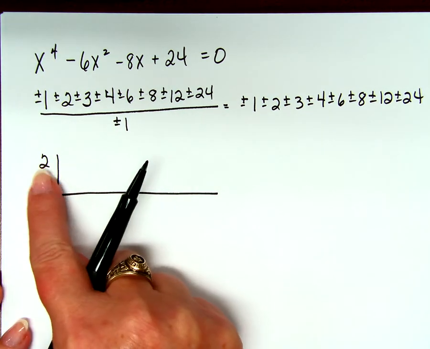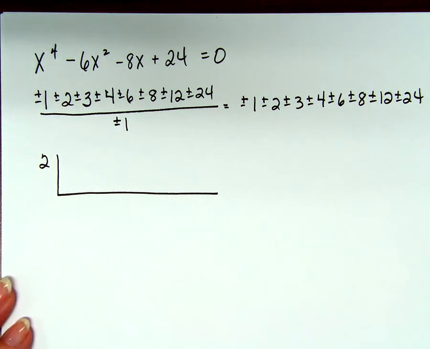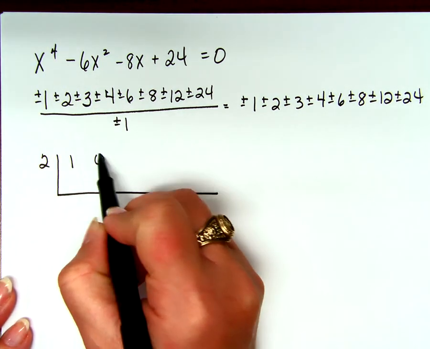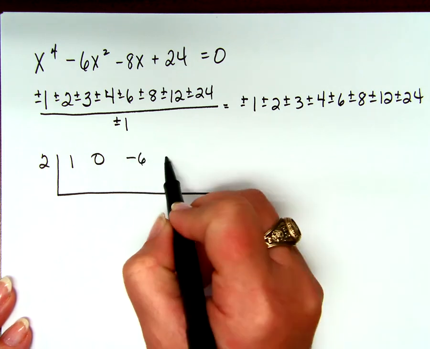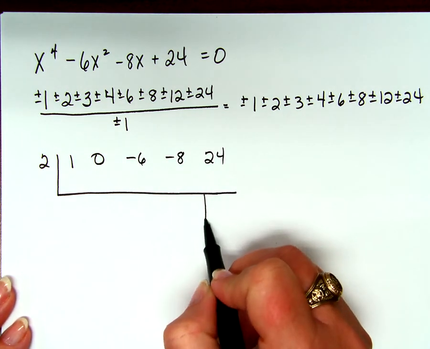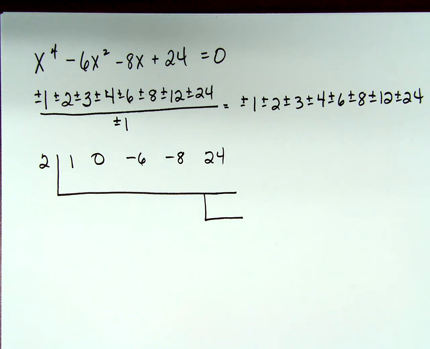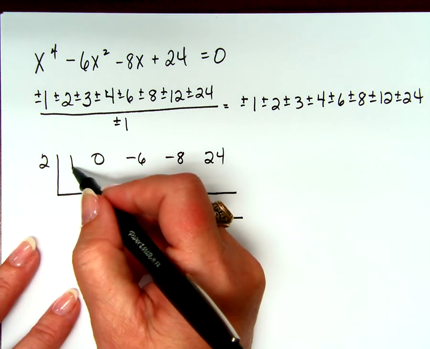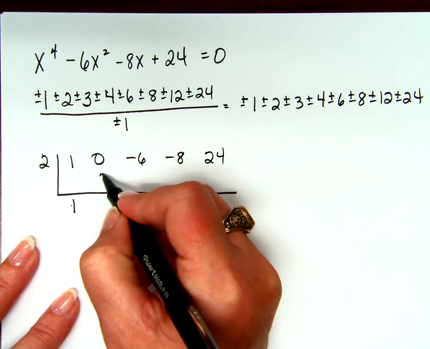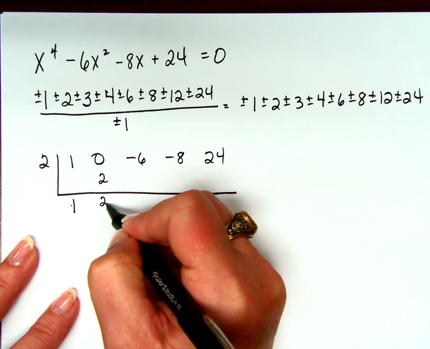I've got to find the others, so I need to do some synthetic division with this, right? So I've got 1, 0, negative 6, negative 8, and 24. Why did I add the 0? Because there's not an x to the third, right? Okay, so let's do synthetic division with this. Bring this one down. Multiply these two. Write it here and add.